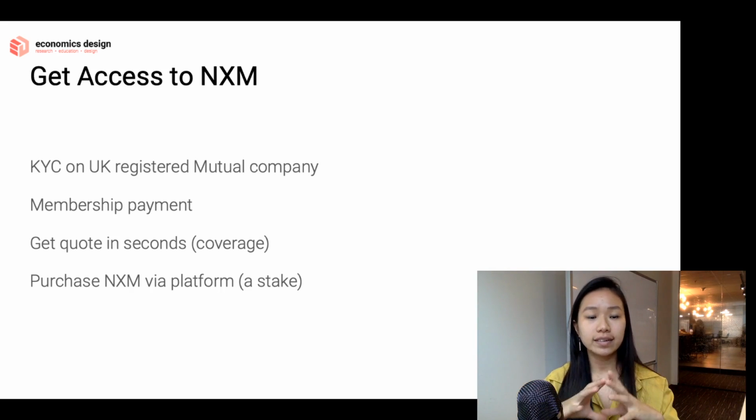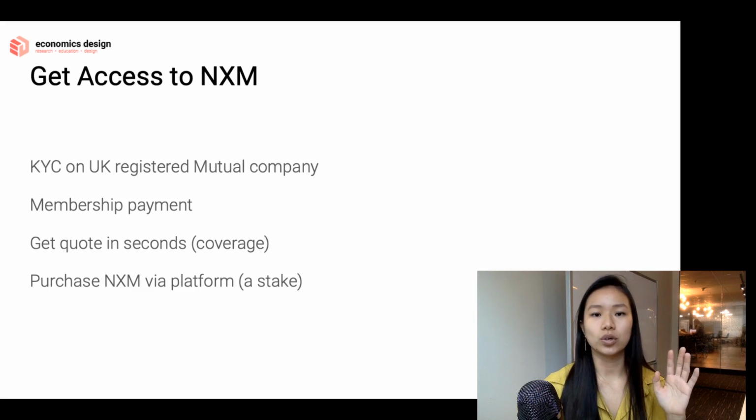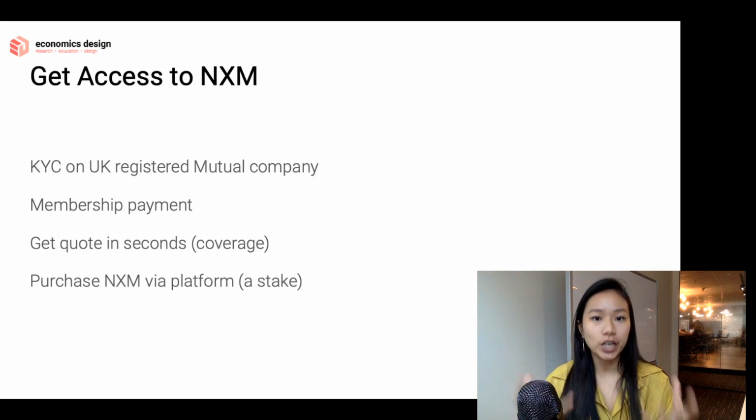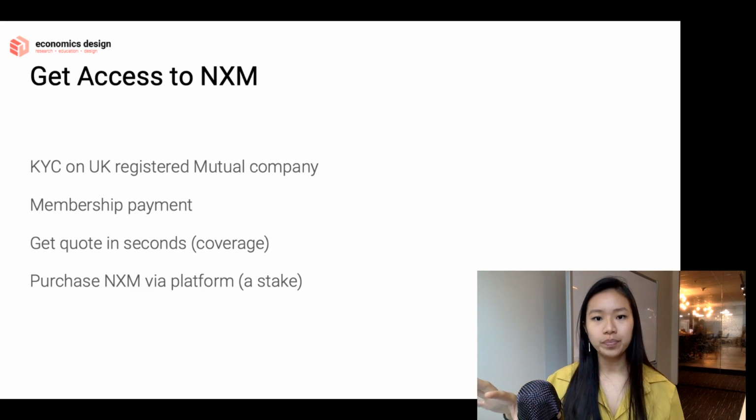So you can get access to the platform in two ways. The first one is to buy coverage. You can get a quote in seconds. You just have to put in what kind of protocols you want to cover, how many assets you want to cover, and the duration of coverage. Then you get a quote in seconds. So that's done, and that's coverage. You can also get access to the NXM platform by purchasing the token itself. You can purchase it on the platform, and the price is defined by a bonding curve.